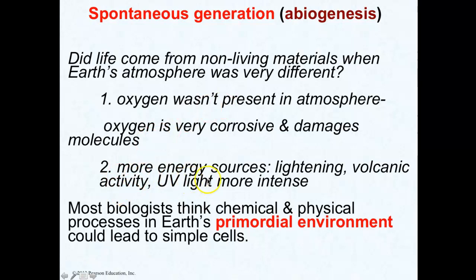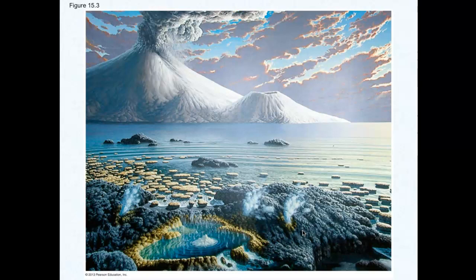And then there were more energy sources in the atmosphere. So lightning, volcanic activity, there's a lot more UV light. So they think that because of this very, very different environment, right? Most biologists think that the chemical and physical processes in Earth's primordial environment, this is an old environment, could lead to simple cells. And this is not just a thought, they actually did the experiment.